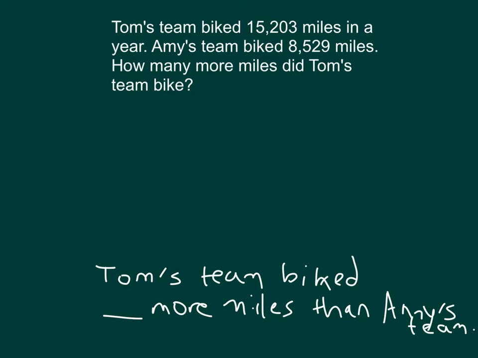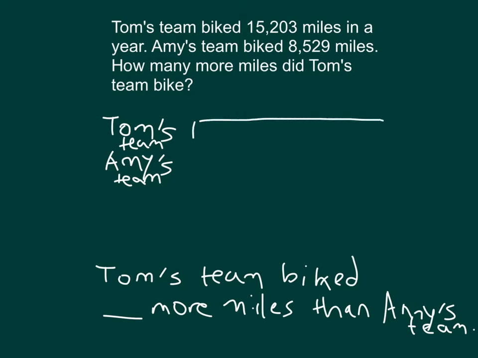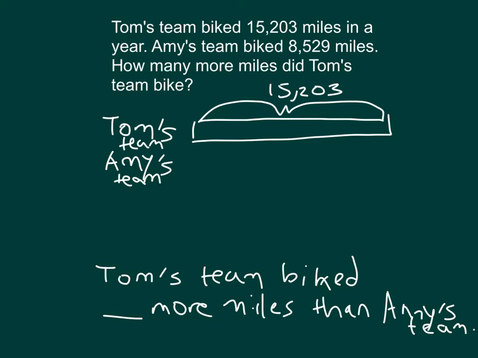So who's this problem about? We have both Tom's team and we also have Amy's team. And then so we'll use an apostrophe s indicating teams. Let's draw a tape diagram for each. Tom's is known at 15,203. The other known number that we have is Amy's at 8,529. Is that more or less than 15,203? Right, less. And that's why our bar for Amy's team is smaller.